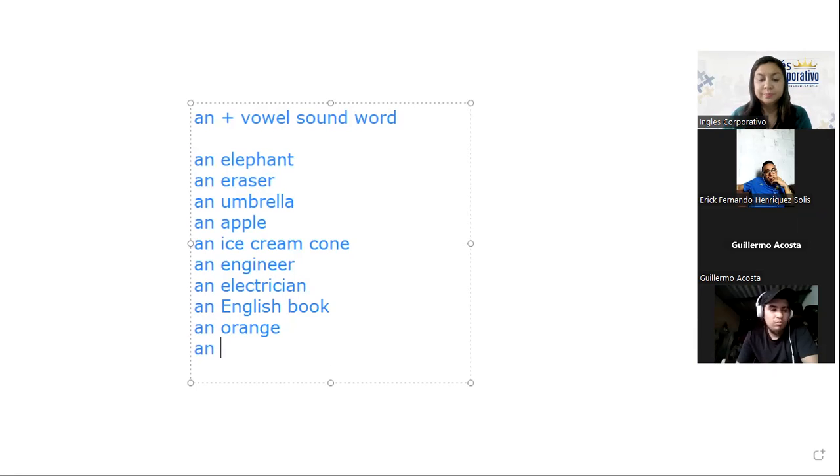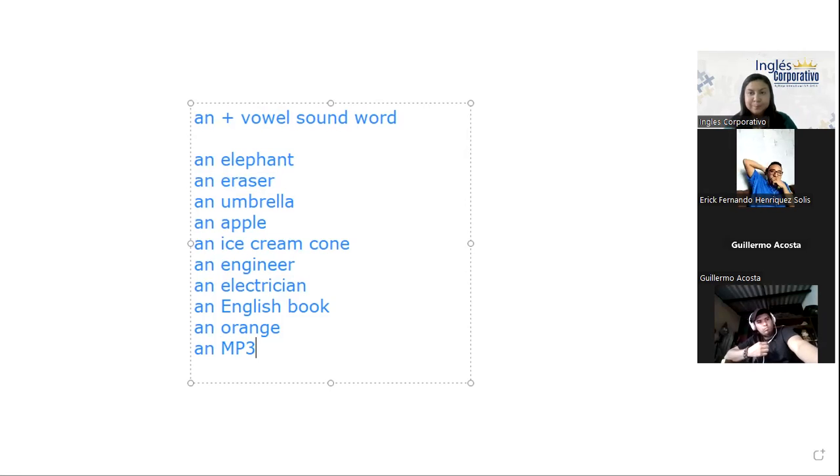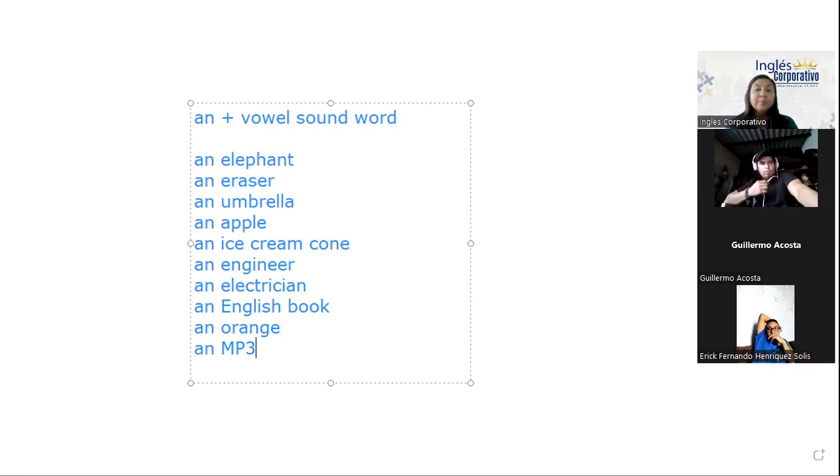Y en el caso del orange, ahí se aplica, ¿va? Porque es una boca. Yes, an orange. ¿Saben? Por ejemplo, esta, miren. Se usa antes, before MP3. ¿Por qué? Porque empieza con MP3. Entonces, aunque usted ve que la M es una consonante, en este caso tiene un sonido vocal. Y por eso, lleva an. Another one could be an emergency.